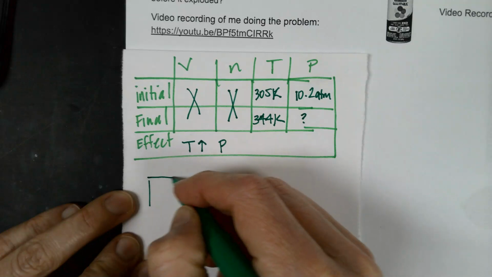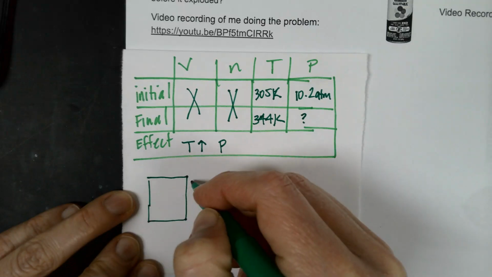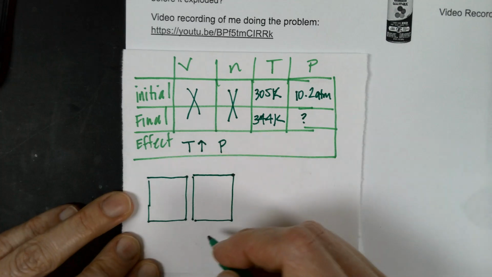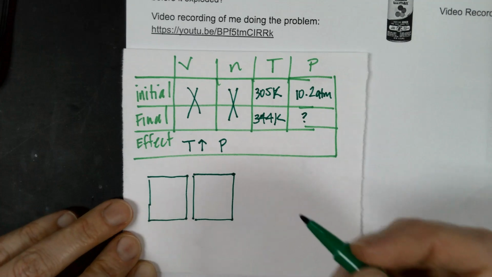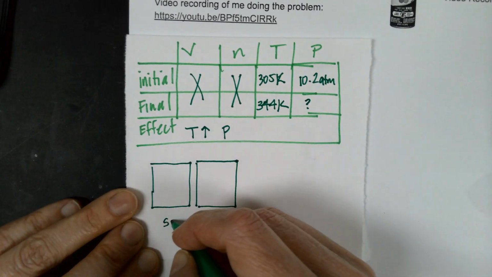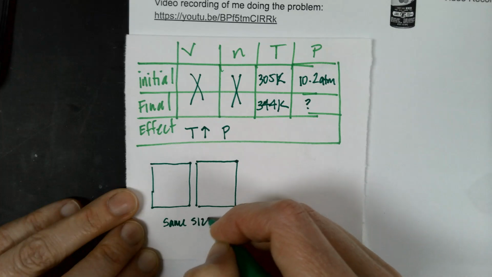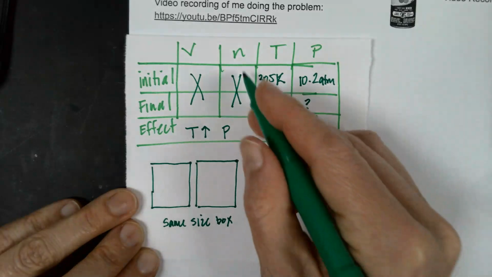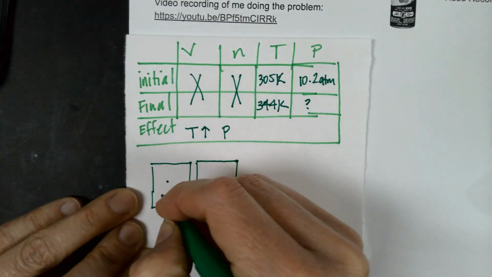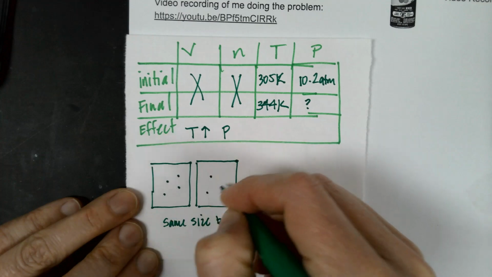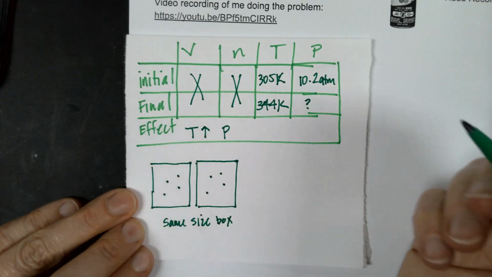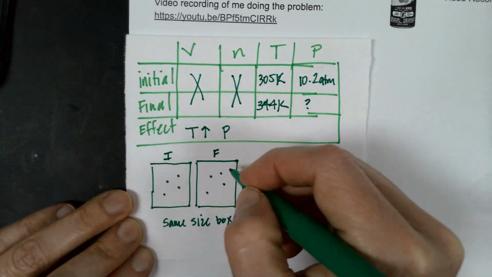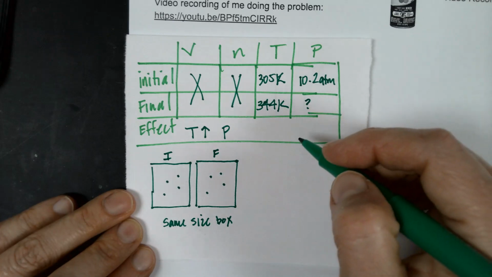So our volume's the same, so our box has to be the same size that we're going to draw. So this is the same size box. This is me trying to draw the same size box. Same size box. So that means volume's the same. We need the same number of particles, right? So we'll do 4 particles in each box. So this is our initial, and this is our final. We always have to draw a picture. We're going to have to draw a picture on the worksheet still.